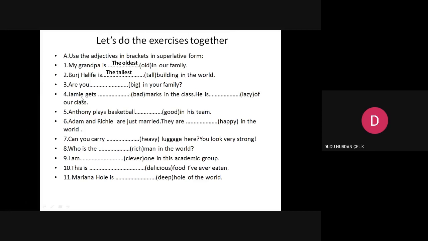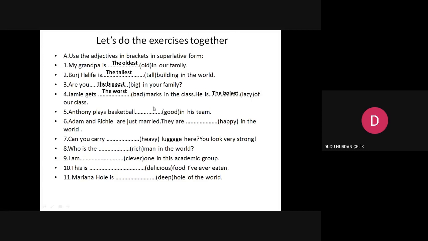Okay, let's find out what is the superlative form of big. Are you big in your family? Well done. The biggest, of course. Okay, look at the fourth one. Jamie gets bad marks in class. He is lazy of our class. In the class, of our class. In and of, superlative. And bad is irregular, be careful. Of course, the worst. And he is the laziest of our class.